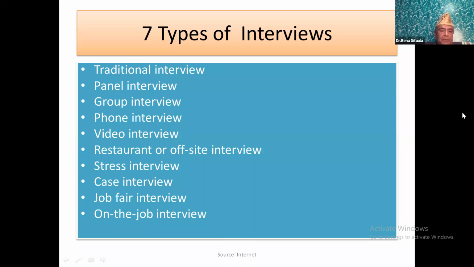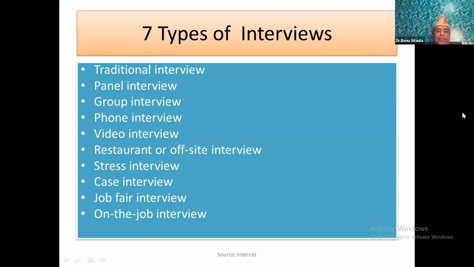Similarly, there is another type of interview that is very unique. This is known as the restaurant or off-site interview. In some cases, the employer may invite you to talk over a meal or a coffee. They may also invite other managers and colleagues to this kind of interview, and the process of the interview or the question answers is finished in a cafe or the tea shop.